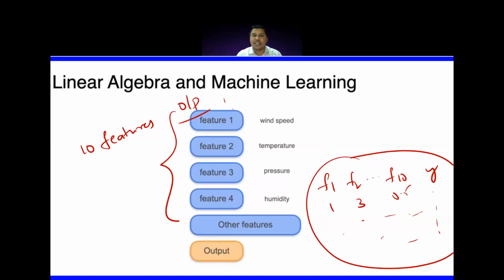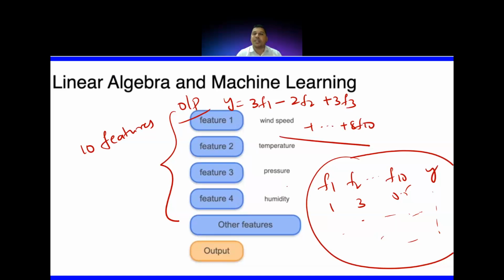Assume you are forming a regression model. Your equation is something like this: y equal to 3f1 minus 2f2 plus 3f3 and so on plus 8f10, something like this. You got a model, right? But the accuracy of this model is not predicting properly.